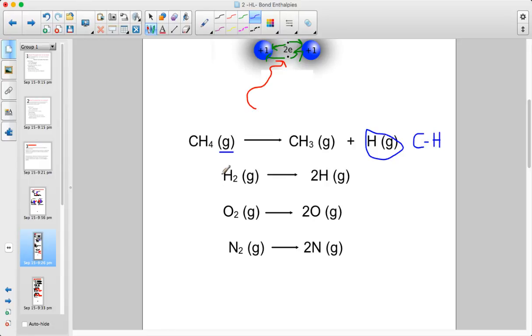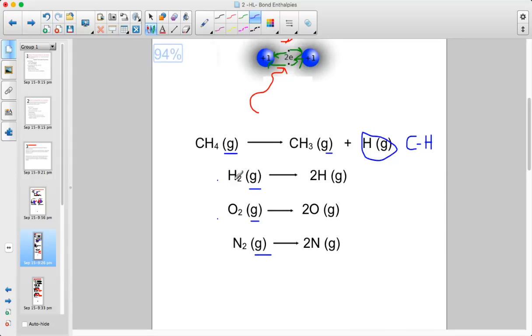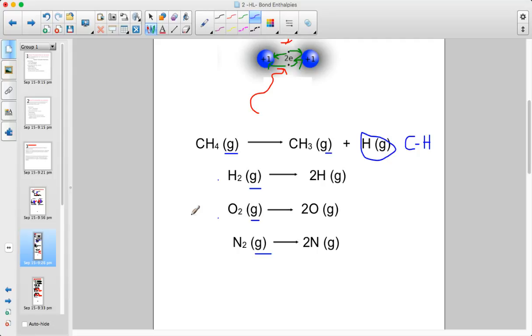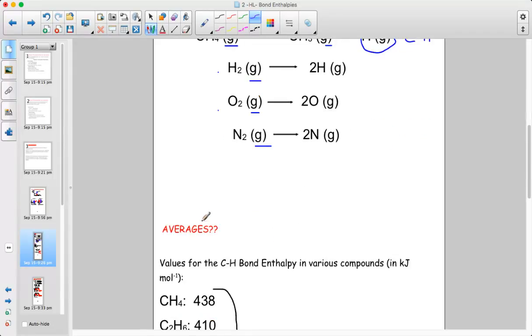Right here, this is for the H to H single bond. This one is the O to O double bond, because that's the bond that exists in oxygen. And this represents the N to N triple bond enthalpy. So you sometimes get asked to illustrate a bond enthalpy with a chemical equation. And again, it's all about gas phase on both sides of the equation and just showing the bond breaking apart, so going from together as a molecule to going as separate atoms.